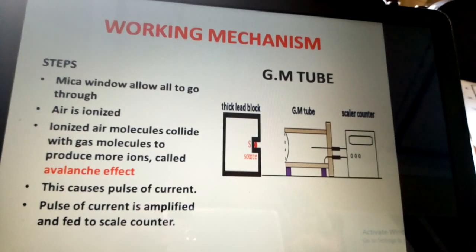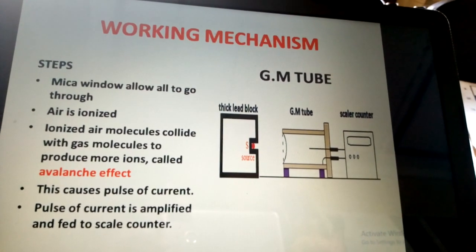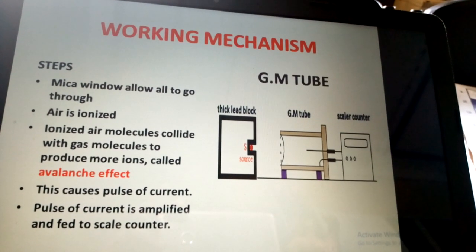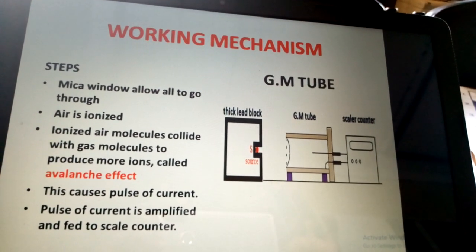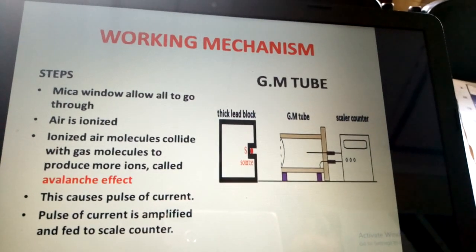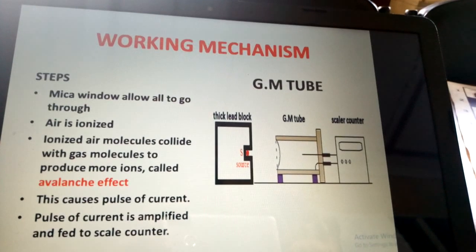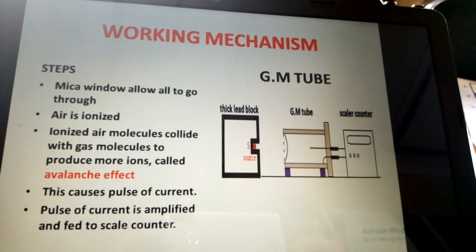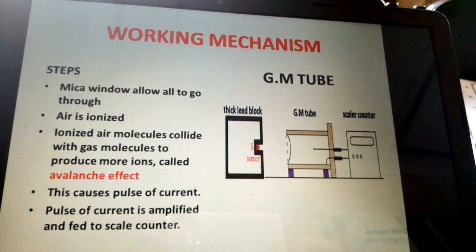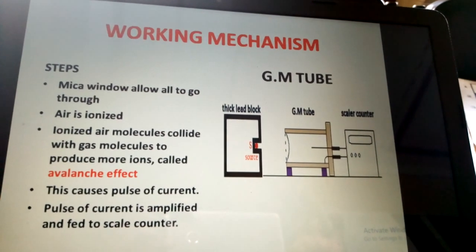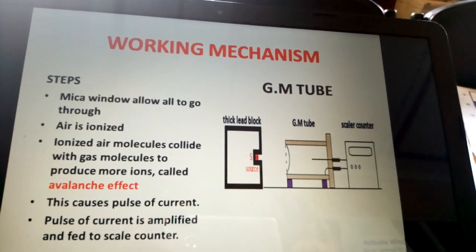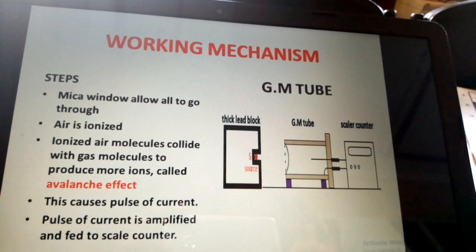So the radiations, once they have penetrated the mica window, air is ionized. Now when these air molecules collide with the gas molecules, a further ionization takes place, which we call an avalanche of electrons. Now this causes a pulse of current.